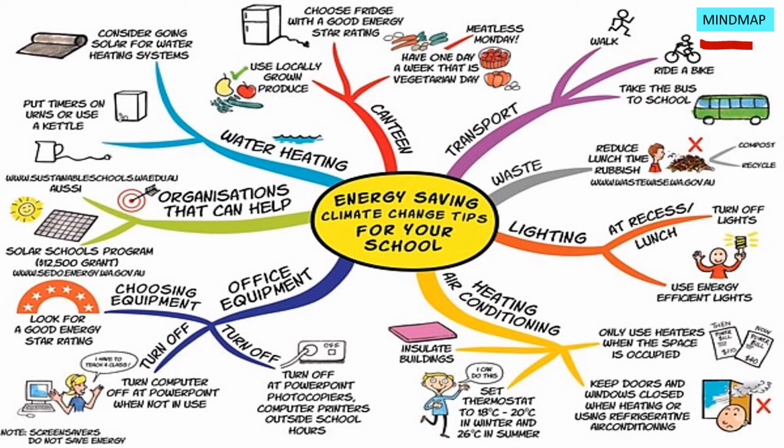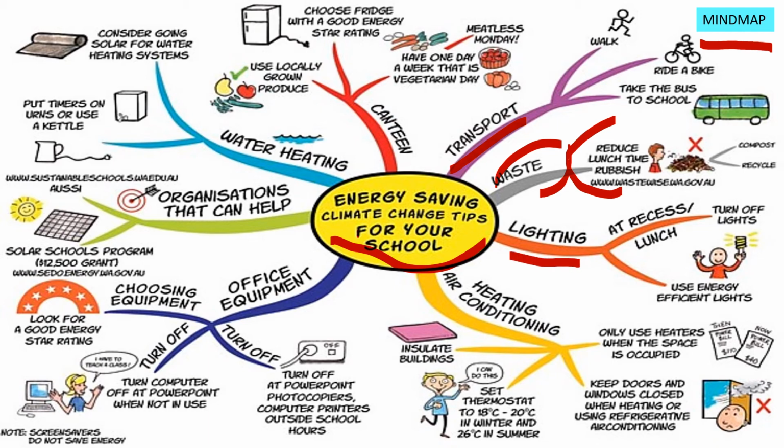Okay, now here is a mind map for energy saving climate change tips for school. First thing is transport. We can go to school by walk, ride a bike, take the bus to the school instead of using our own private cars. What about waste? We can reduce the lunch rubbish or we can recycle it. We can use it as a compost also.